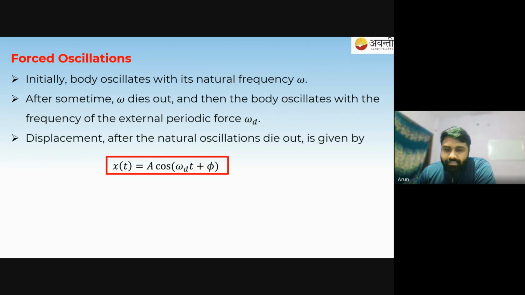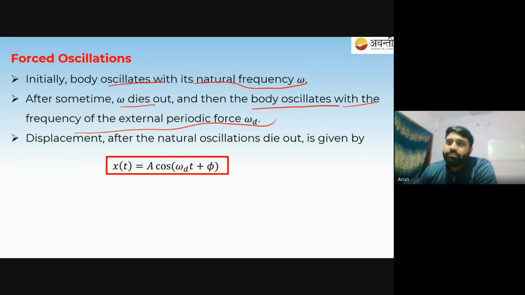So what will happen? Initially, the body will oscillate with its natural frequency. After some time, this dies out because of the damping, and then the body will oscillate with the frequency of the external periodic force that is applied by us, given by omega d. So the displacement after the natural oscillation dies out is given by x(t) = A cos(omega d t + phi). Omega d is this.